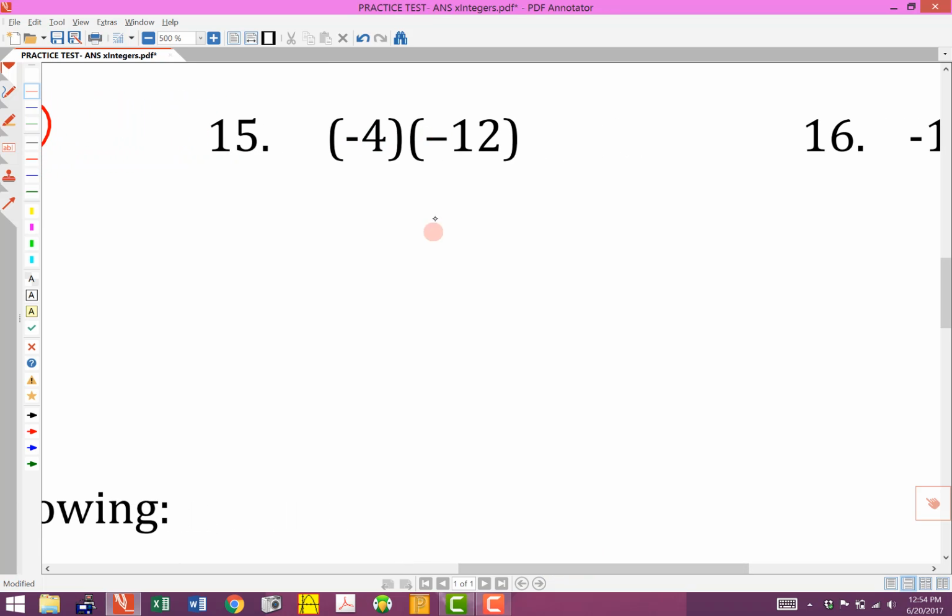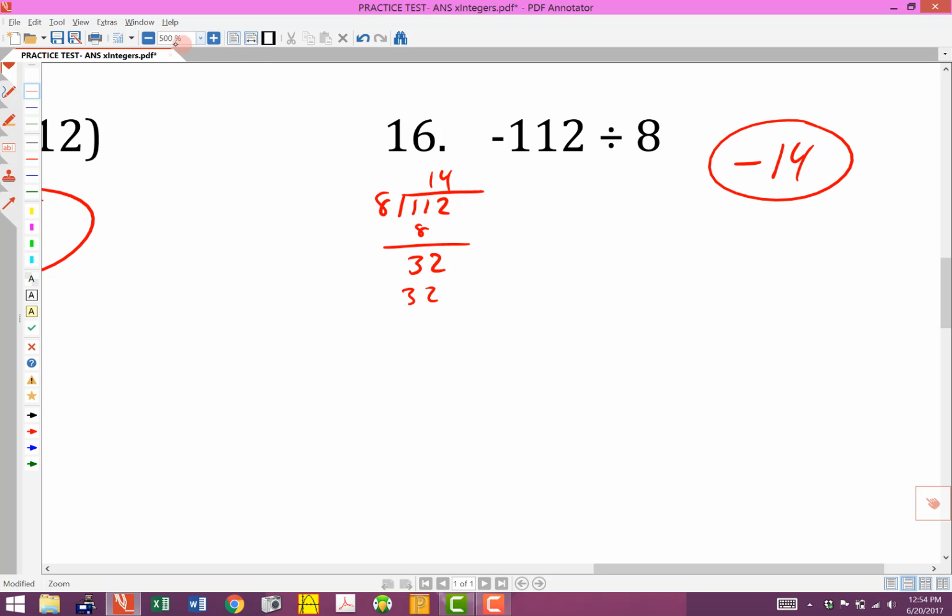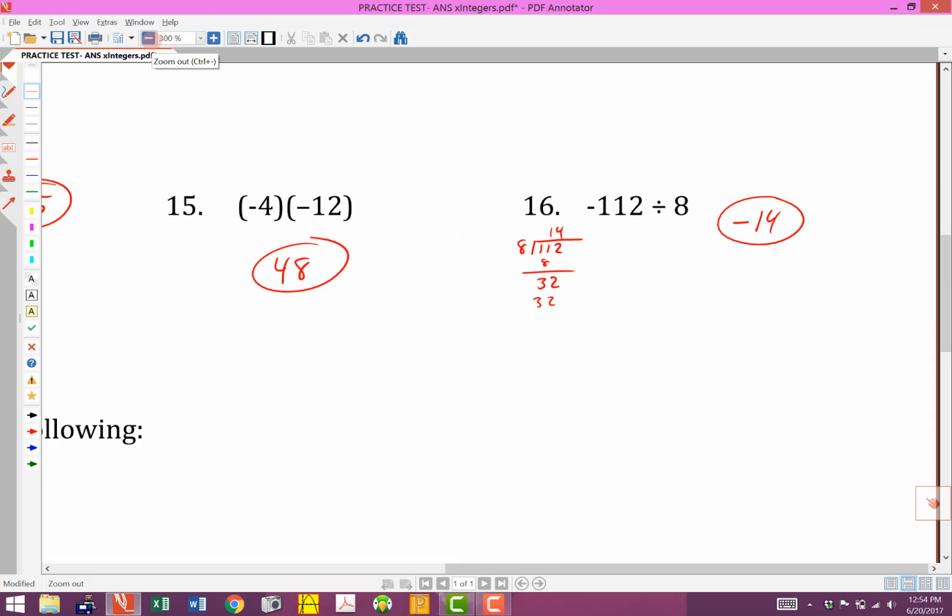Let's see, negative times negative is a positive, 4 times 12, hopefully have that from our times table, so it's going to be positive 48. And then again, another division problem right here. A little bit bigger numbers, but I think we can deal with this. Let's see, a negative divided by a positive is going to be negative. And then if I did 8 into 112, let's see, it goes in there once. That would be 8, that would be 32. Okay, so we've got a 4 there, that would be 32, and then it would go in evenly. So the answer on this one's negative 14. And if you need to show some work like that, there's no problem with that whatsoever.